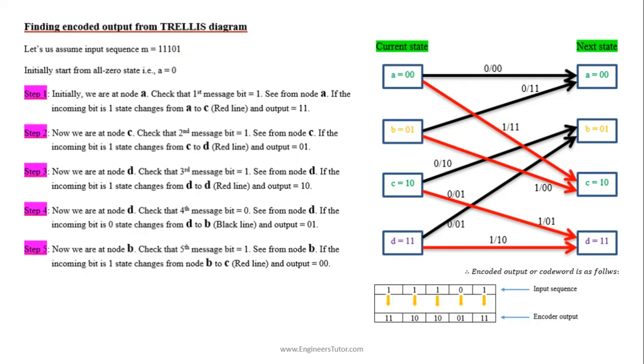So in this way we can follow the other steps to find the output of the encoder from the trellis diagram, and the final output will be for the incoming bits: for the first bit it will be 1, 1, and the next one bit will be converted to 1, 0, and the next one bit will be converted to 1, 0, and so on. So this will be the encoder output for this message input.